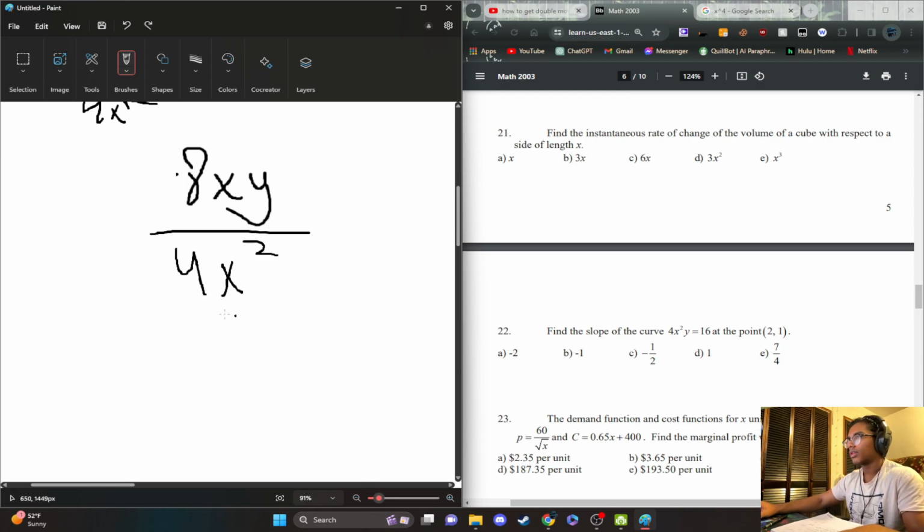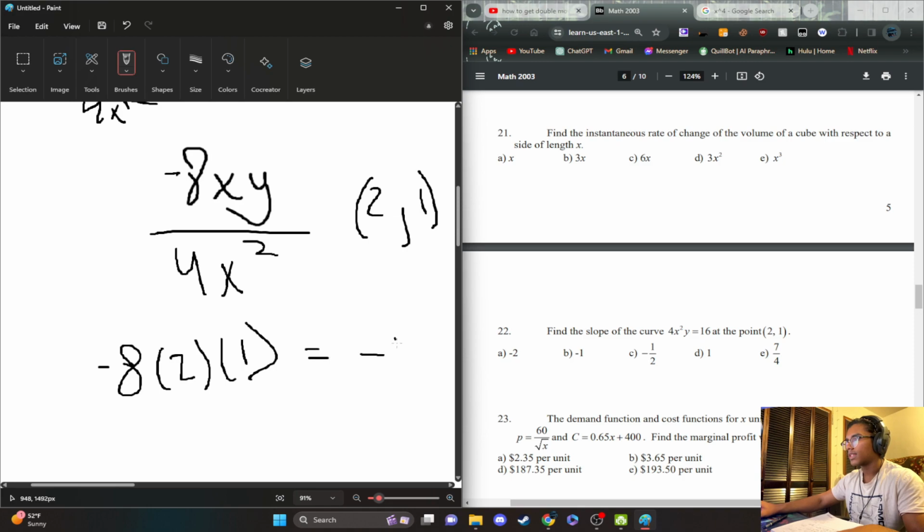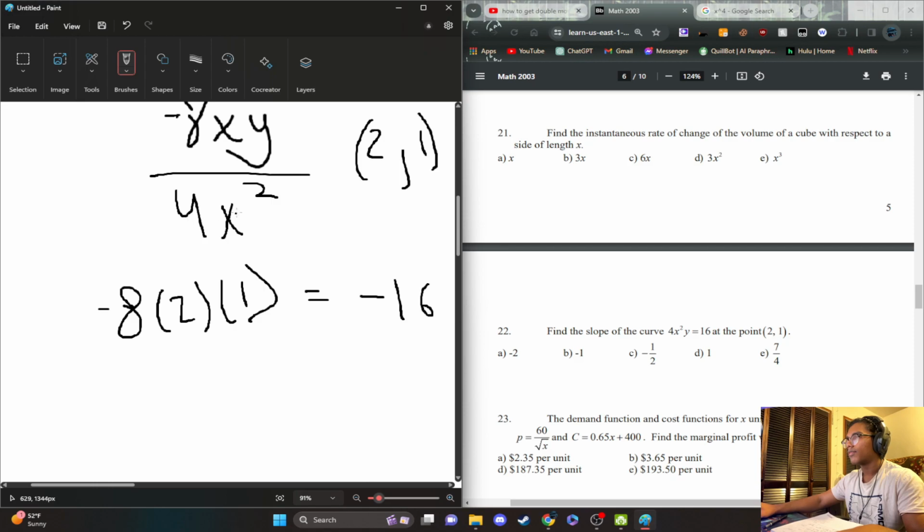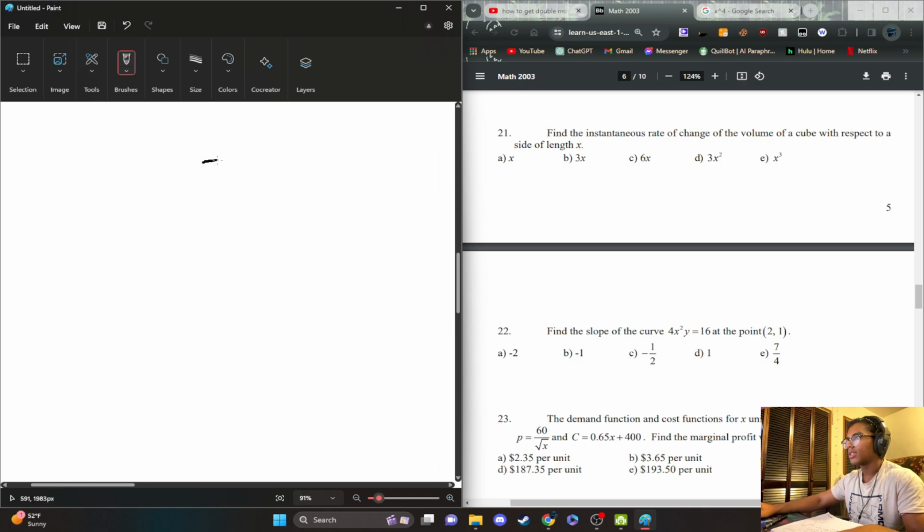From here we can plug in the point, which is (2, 1). So your x is 2 and your y is 1. Negative 8 times 2 times 1 is negative 16, and the bottom is 4x squared. 2 squared is 4, 4 times 4 is 16. So negative 16 over 16 is negative 1. Your answer is B, negative 1.